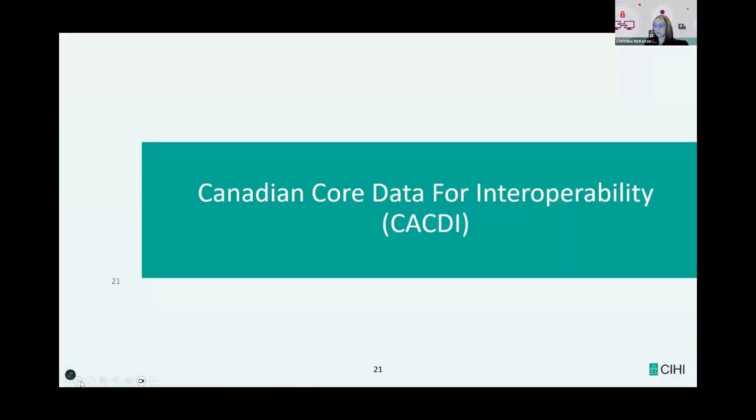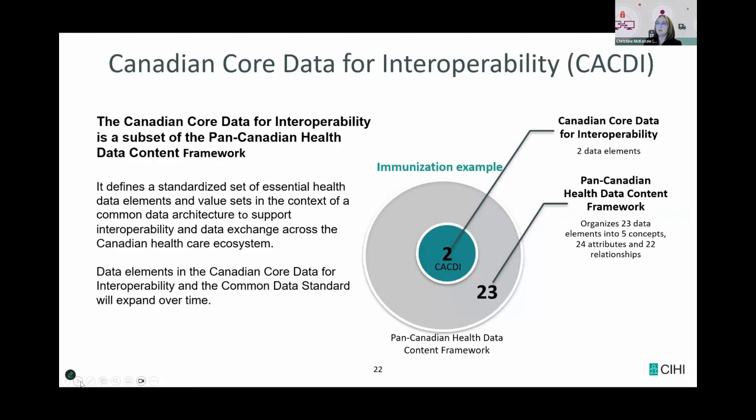So next, I'm going to talk about the Canadian Core Data for Interoperability, also known as the CCDI. The Canadian Core Data for Interoperability is a subset of the Pan-Canadian Health Data Content Framework. So it's defining the standardized set of essential health data elements and value sets within the context of the common data architecture to help support interoperability and data exchange across the Canadian healthcare ecosystem. So you can think about it as really like that subset. The Pan-Canadian Health Data Content Framework is one data content standard and one common data architecture, and from it, you actually have this subset, which is the Canadian Core Data for Interoperability.